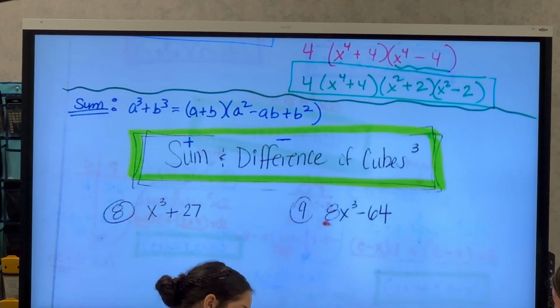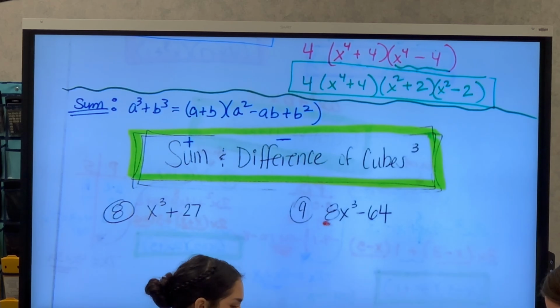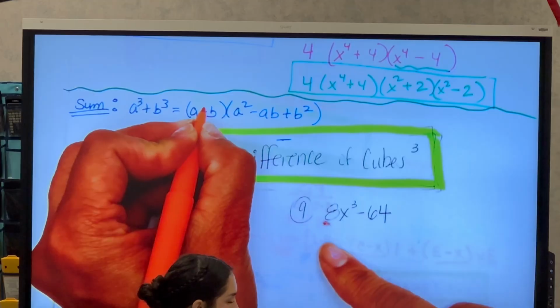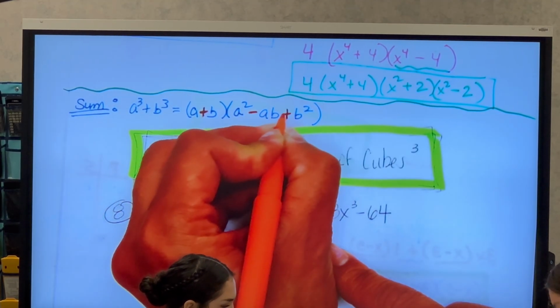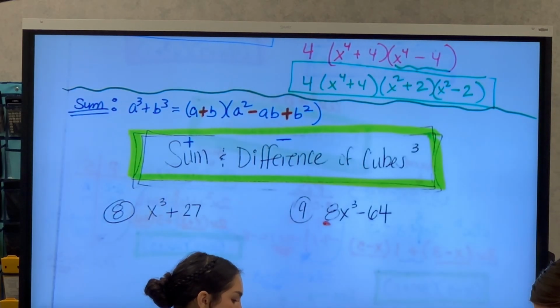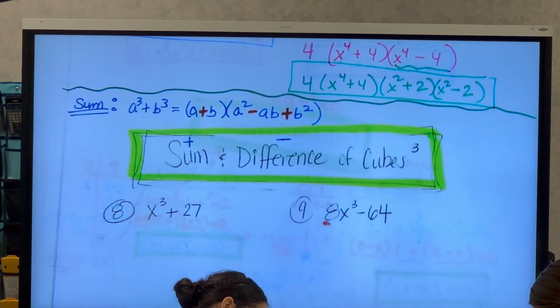And the key thing, you'll see the formula in a second. It's just a little bit of a formula/pattern. The big thing is the signs: plus, minus, plus. So when it's a sum of cubes, this is how we're going to handle it.